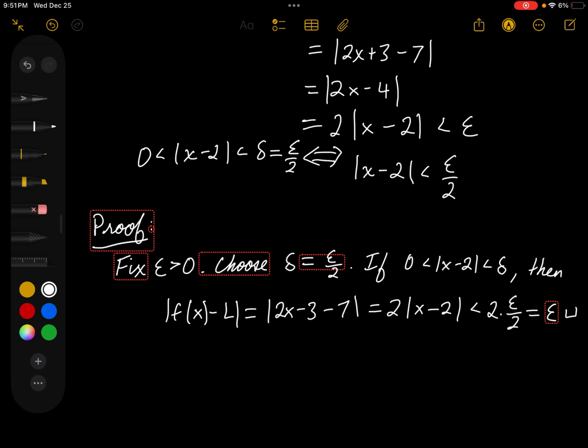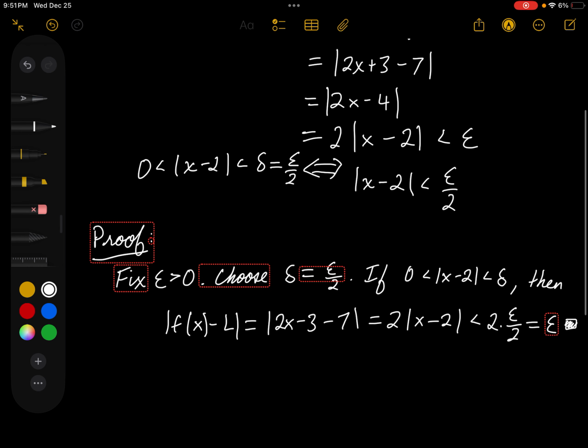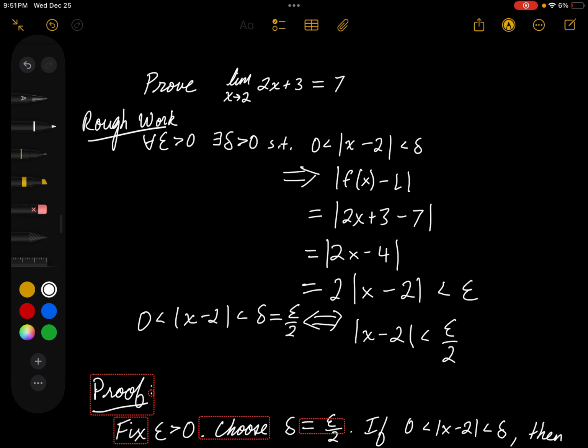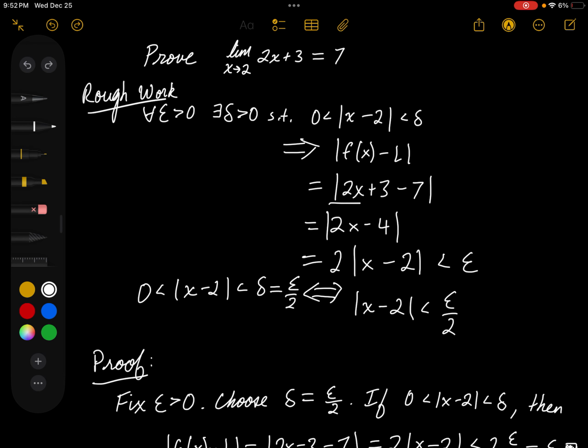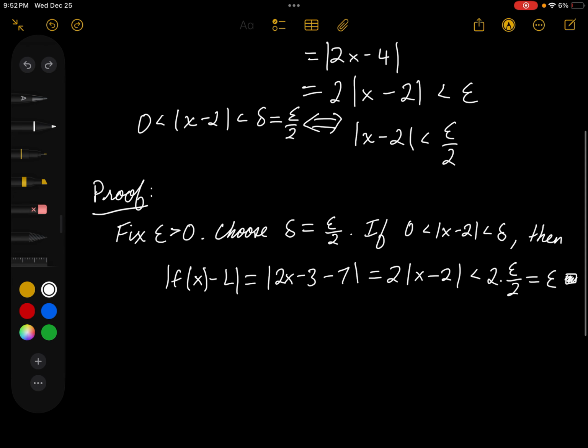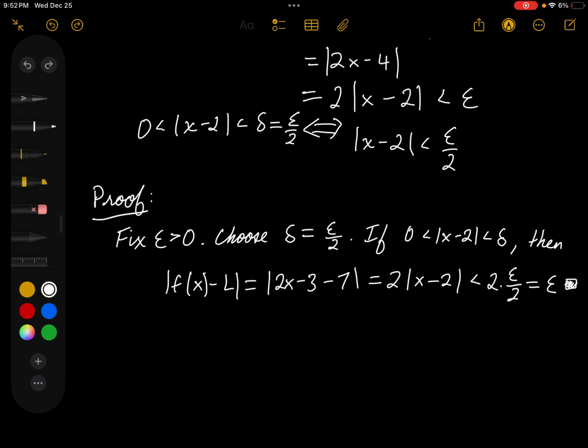And therefore, we have proved that if 0 is less than |x minus 2|, which is less than delta, then |2x plus 3 minus 7| is indeed less than epsilon. And that is what we have proven. So yeah, it was actually that easy. Epsilon delta is easy once you know concrete methods on how to do it.